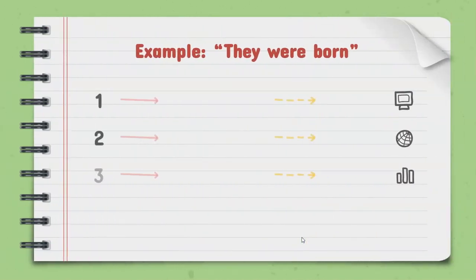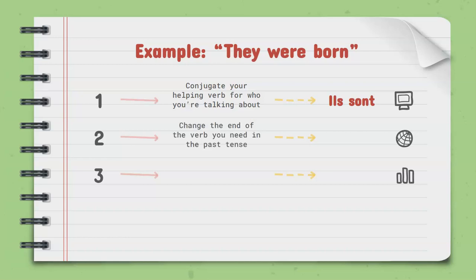So another example, they were born. We conjugate our verb, so we have ils sont as our helping verb because being born has to do with arriving at the planet, so to speak. So it falls into our category of verbs that have to do with coming and going. Then we change the end of the verb. This one's irregular, so I'm just going to give it to you. Instead of naître, we just say né.